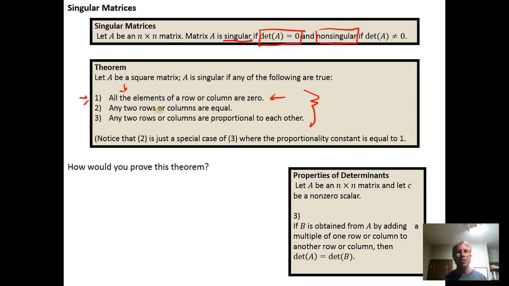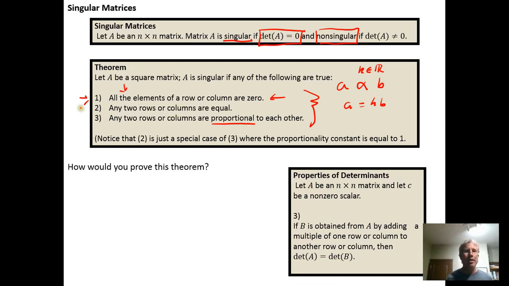Case 2 says if any two rows or columns are equal, you'll have a singular matrix. And case 3 says if any two rows or columns are proportional to each other, you'll have a singular matrix. And remember, if you say A is proportional to B, all you're saying is that B is a scalar multiple of A. In other words, there's some real number K so that A is equal to K times B. So when we say that two rows or columns are proportional to each other, we're just saying that one row vector or one column vector is a scalar multiple of the other row or column vector.